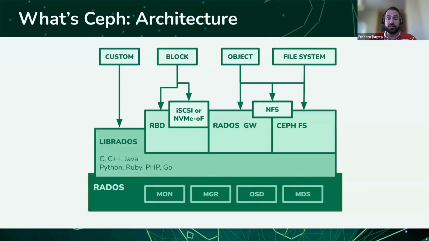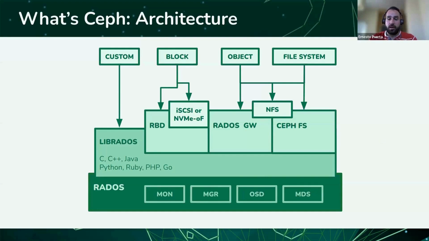So probably you have already seen this diagram. This is a slightly more complete diagram, but basically it explains the 3 main different access methods or protocols to consume data in Ceph: block, object, and file system. Basically, that's done through different components. RBD, which stands for Rados block device, RGW or Rados gateway, which is basically the object gateway to Ceph, and the Ceph file system.